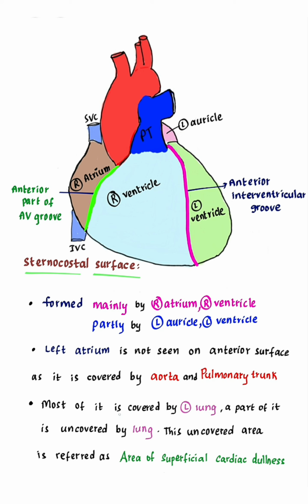Most of this surface is covered by left lung. A part of this surface is uncovered by lung. This uncovered part is dull on percussion. Hence it is referred to as the area of superficial cardiac dullness.